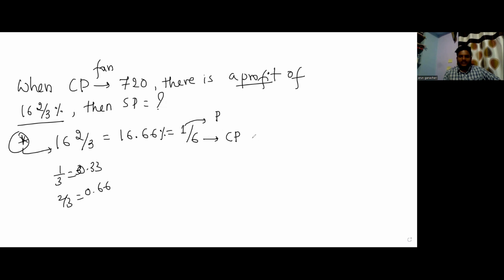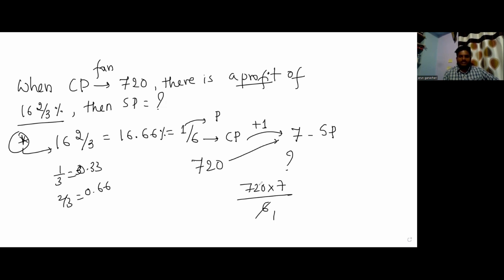Cost price is 6 and he is having a profit. Profit is 1. Whenever there is profit, we have to add. So CP plus 1 is 7. Your selling price is 7. When cost price was 6, selling price was 7. Now they are telling you the cost price is 720. What will be the selling price? 720 into 7 divided by 6. 6 ones are 6, 6 twos are 12, 120 sevens are 840. Understood? Very easy actually.